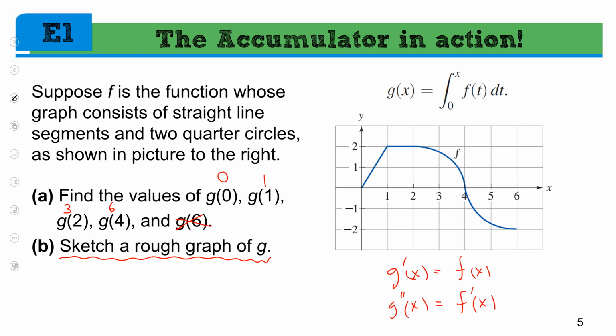Okay, so before we do this, let's talk about where g has a maximum. Why? It's because it's accumulated all the positive area that it ever will. Good. Where does g have a minimum? 0.